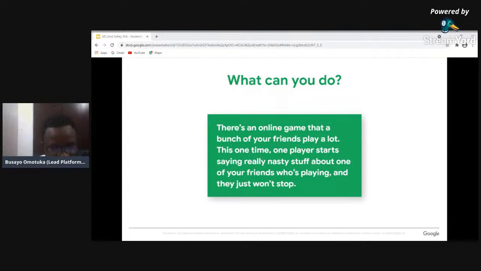This is another scenario. What can the student do in this scenario? The teacher should ask them what they can do. There is an online game that a bunch of your friends play a lot. One time, one player starts saying really nasty stuff about one of your friends who is playing, and they can't just stop. What can they do in this kind of scenario? Just try to find out from the students.